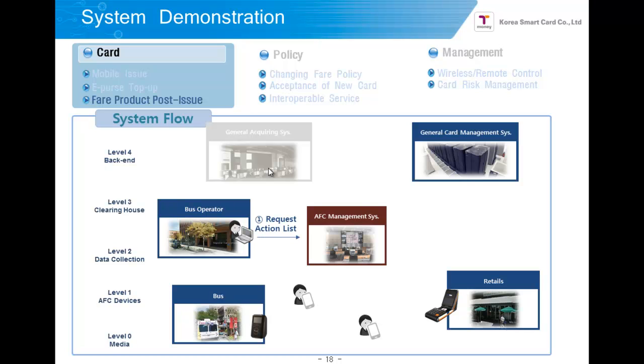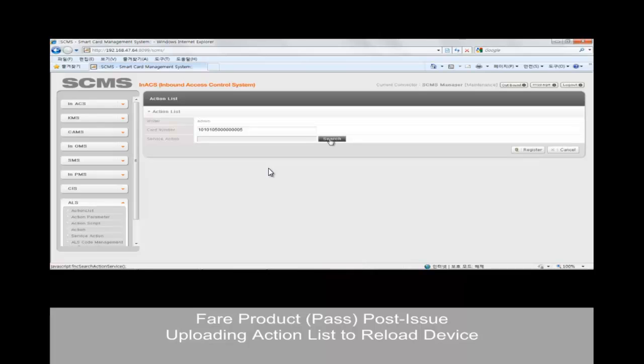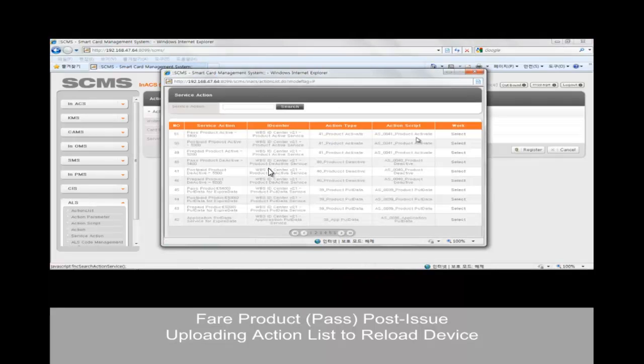After the customer's request on the website, the request information will be automatically noticed to the AFC Management system. And then, the AFC Management system will transmit the action list of pass issuance information to the merchant device. In this case, it's a reload device.